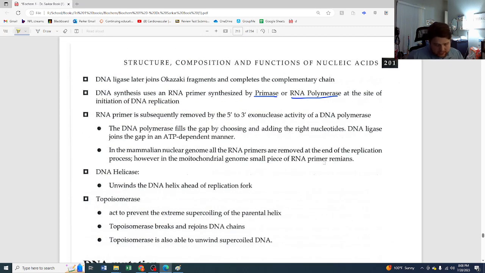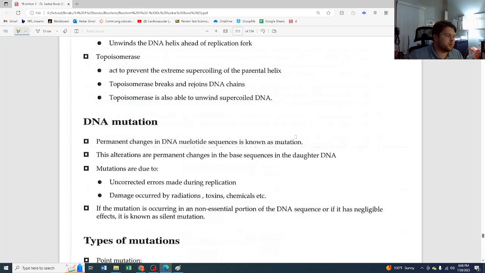Okay, so with DNA, this whole process doesn't always work as smoothly as we would like it to, so sometimes there are mutations. A DNA mutation is a permanent change in the DNA nucleotide sequence, and that is known as a mutation. These alterations are permanent changes in the base sequences of the daughter DNA. Mutations are due to either uncorrected errors made during replication or due to damage due to radiation, toxins, or chemicals, etc. That's why when you hear something is cancer causing, that's what it's referring to.